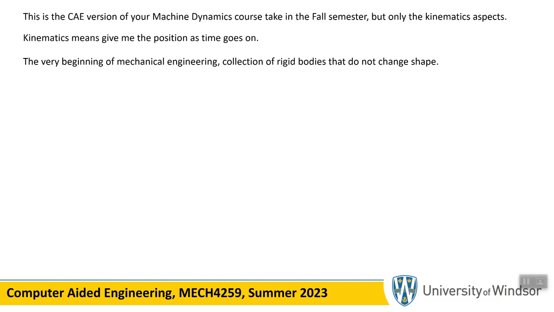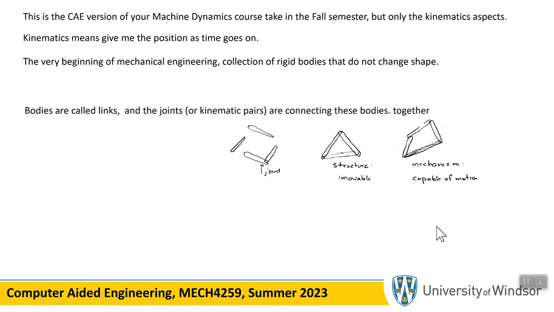Now, obviously, we are thinking about rigid bodies, and therefore we're not going to look at the shape changes. Okay. Now, bodies are essentially links. So, in the vocabulary of mechanisms, bodies are called links, and what connects them together are called joints or kinematic pairs. So, a kinematic pair is another word for referring to a joint.